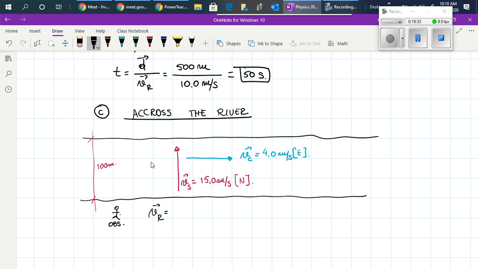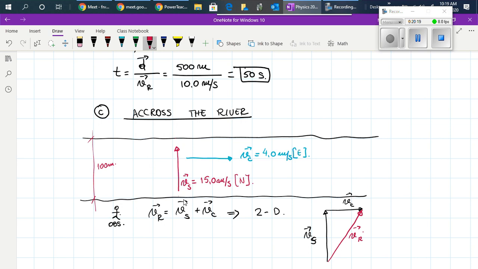So the resultant velocity will be, again, the velocity of the swimmer plus the velocity of the current. Now, we don't have 1D as we had in the previous two cases, but we have 2D. But it is an easy 2D, because graphically, what we have is something like this. The velocity of the swimmer is this way, plus the velocity of the current is this way. Therefore, the resultant velocity will be this one here.